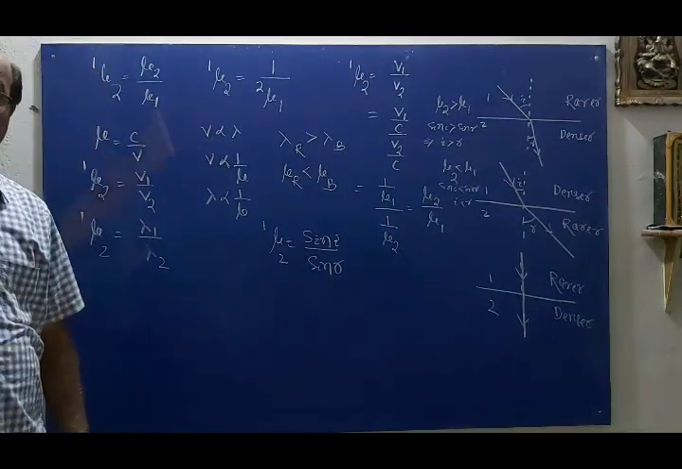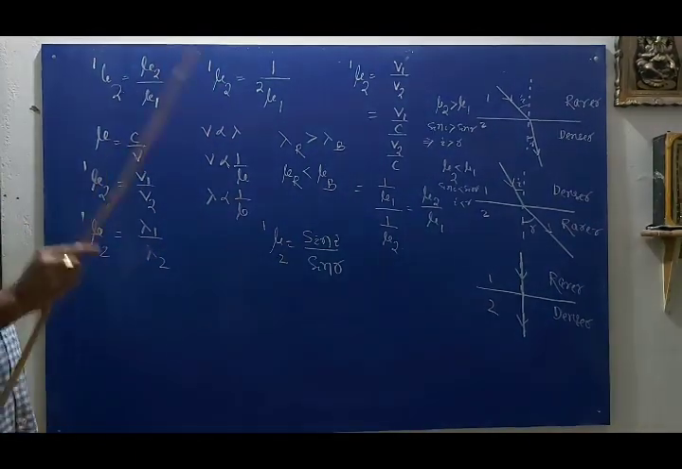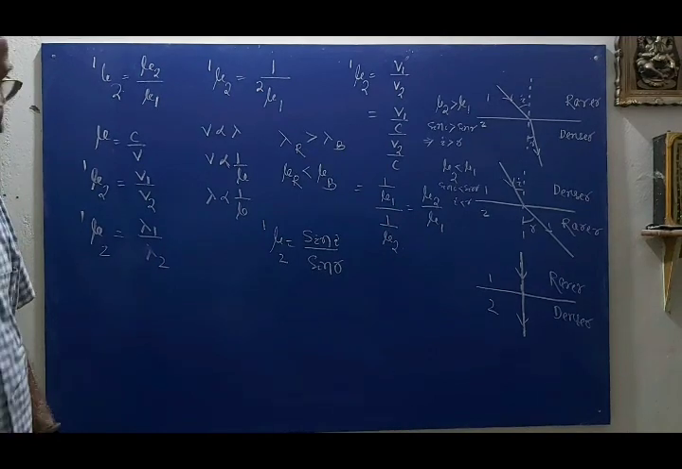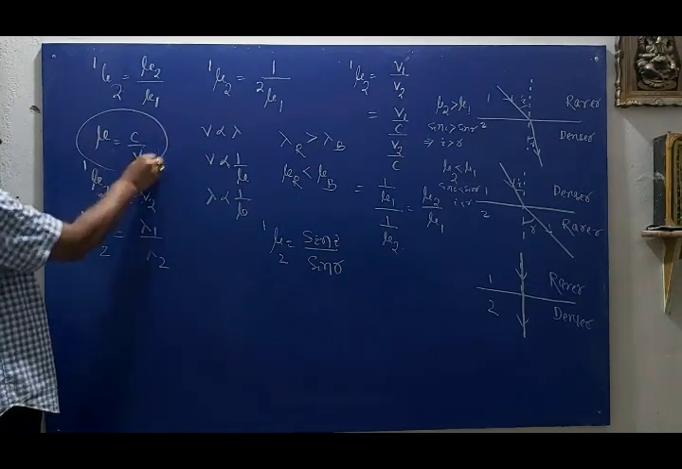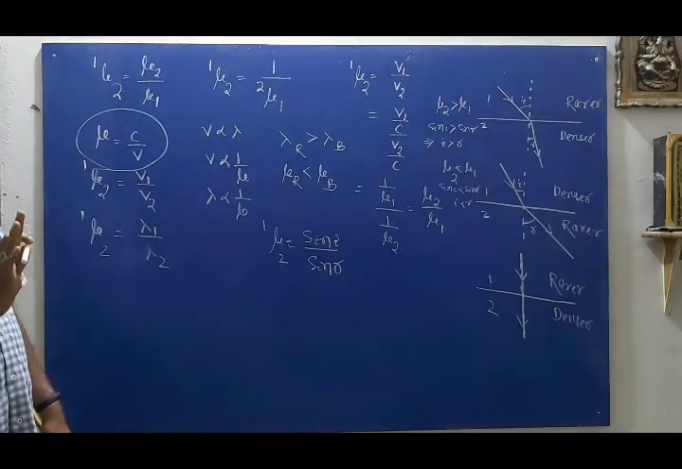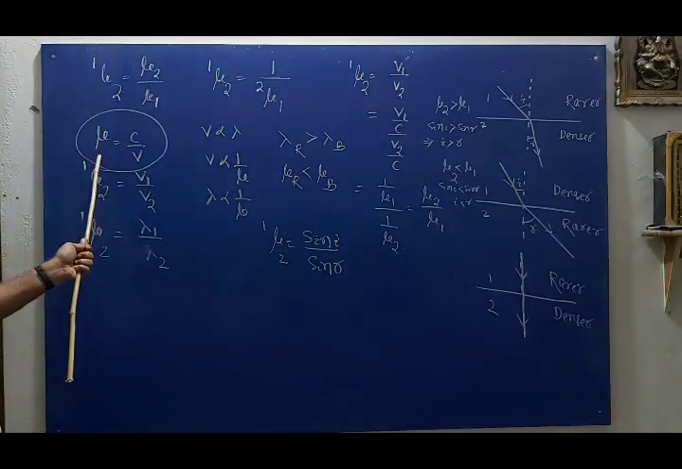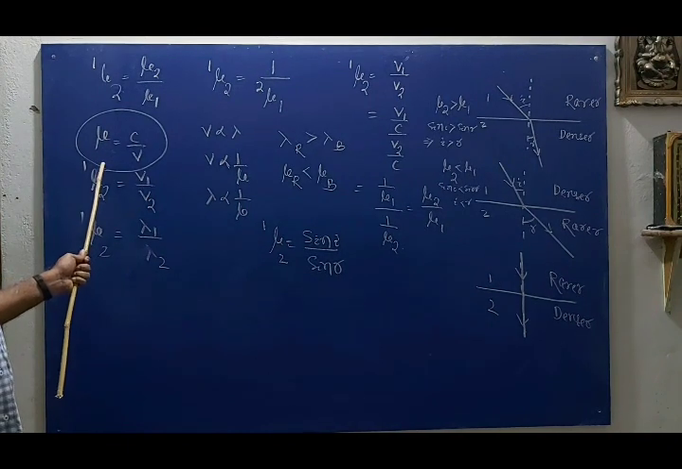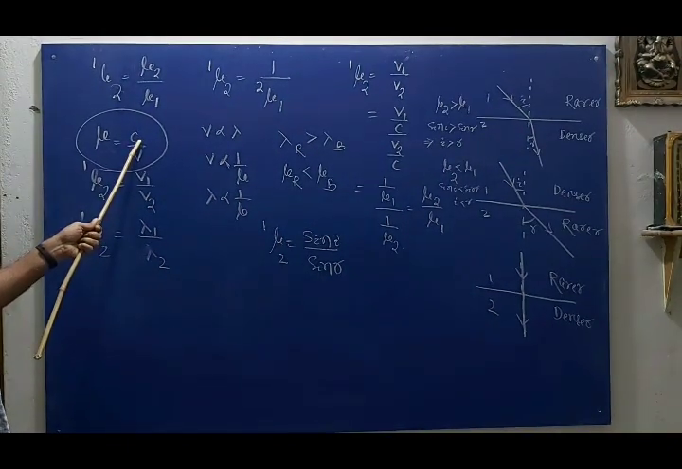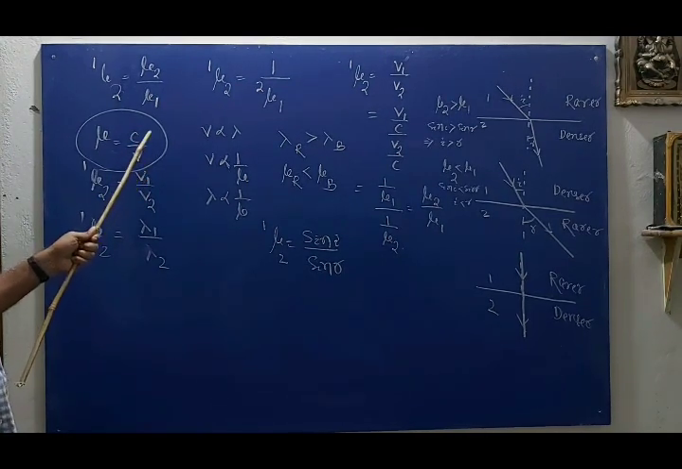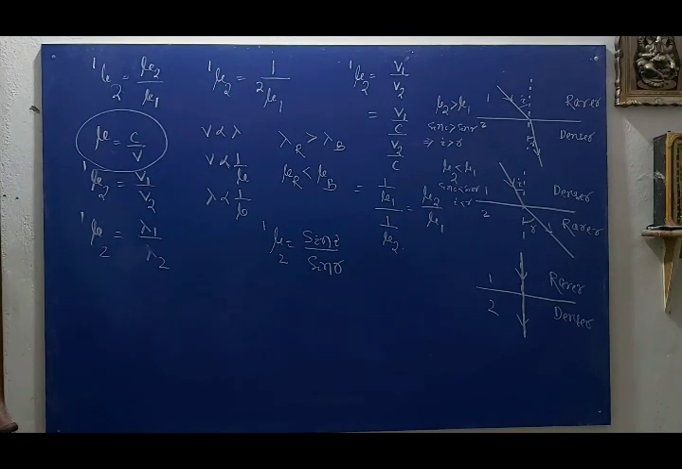Absolute refractive index of a medium is defined as the ratio of the speed of light in vacuum to the speed of light in the given medium. Suppose you find the absolute refractive index of glass.